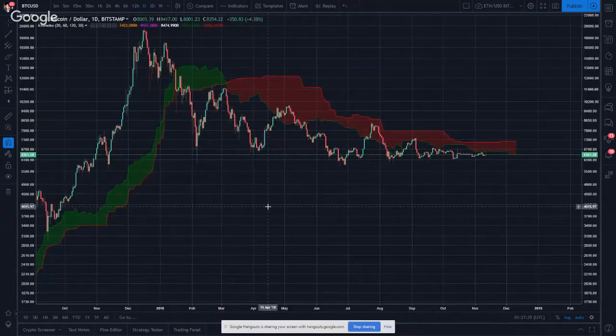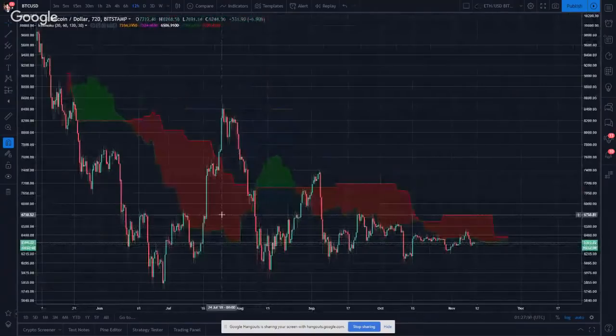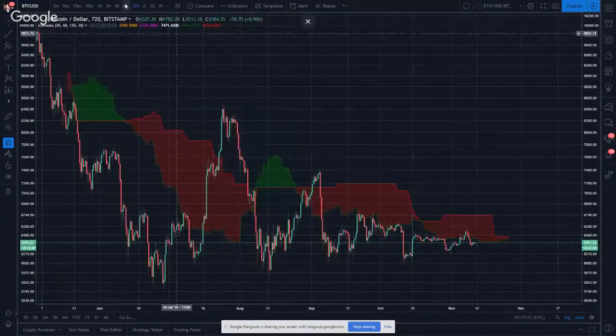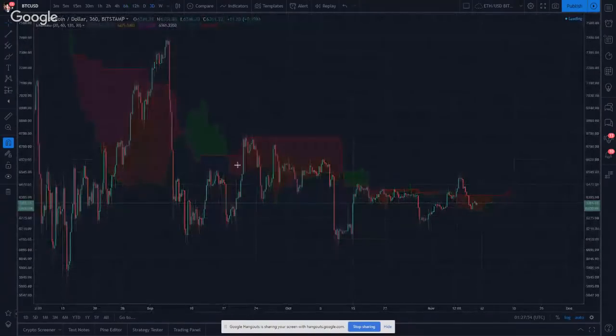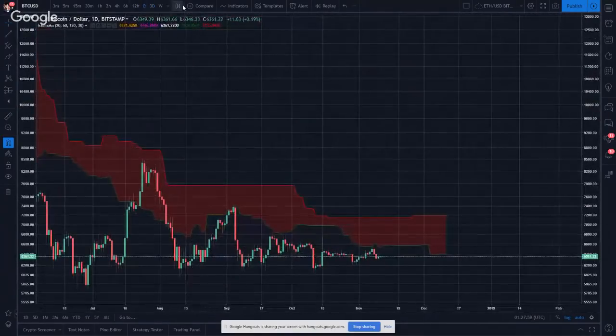Traders often look for Kumo twists in future clouds where Senkou Span A and B exchange positions, a signal of a potential trend reversal. So let's find a trend reversal real fast. That's a bad example there. He's got one. No, that's actually lagging so far behind.